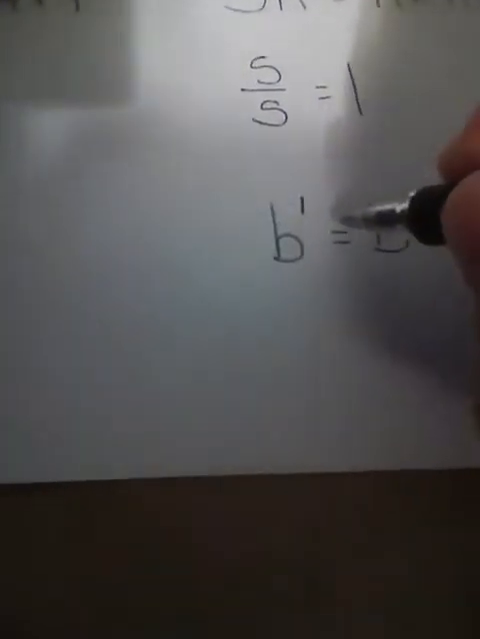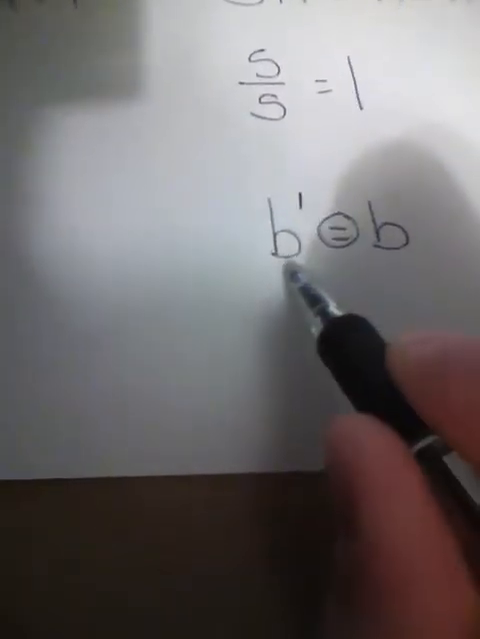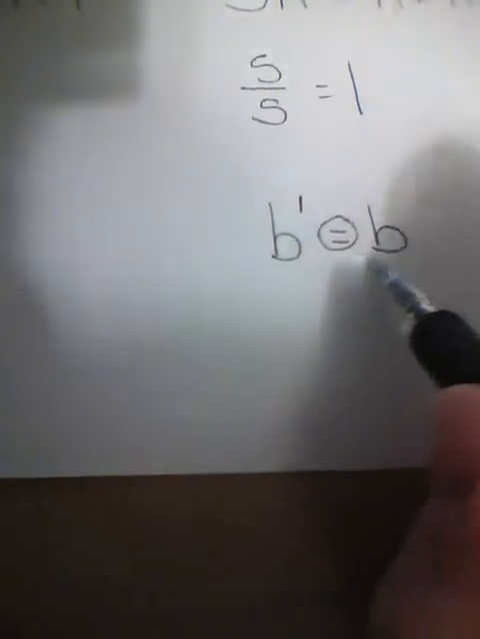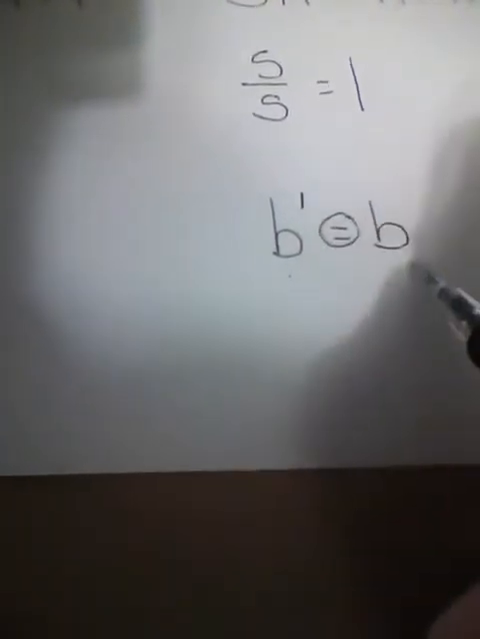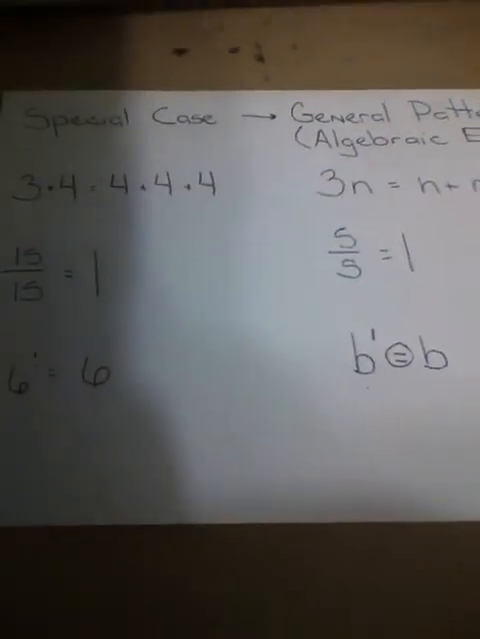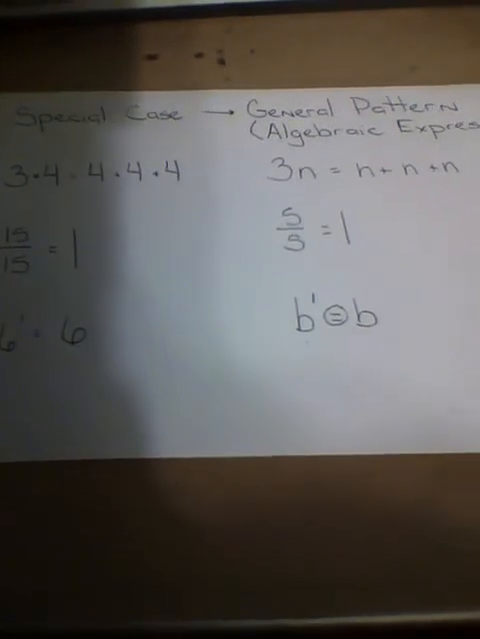Again, this equal sign means that both sides of this algebraic expression must be equal to each other. I can't have one side being 5 and the other side being 8. Those aren't equal. Hopefully this helps you a little bit more with special cases and algebraic expressions.